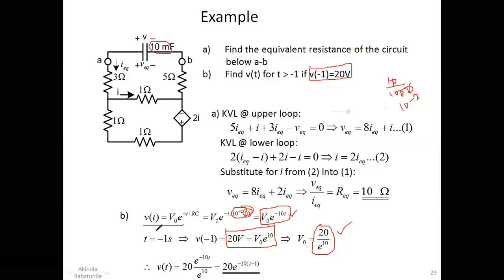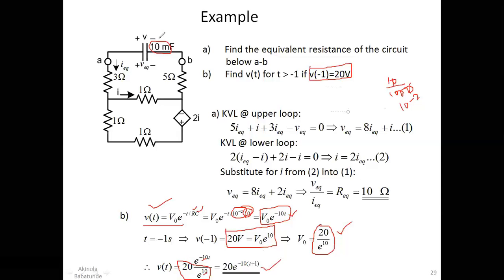So once we know our V naught, we can come back to this particular expression and say, okay, V of t would therefore be equal to 20 divided by exponential 10, which is our V naught, exponential minus 10t, because we do know what R is, we know what C is, and we put those in. If you want to rewrite this entire expression, it becomes 20 exponential minus 10 times t plus 1, because we have the same power here, 10, 10. So it becomes easier for us to rewrite it in a linear form, and this becomes our V of t when t is minus 1.